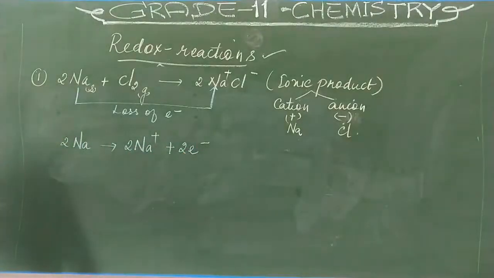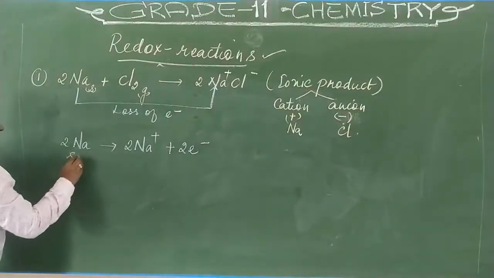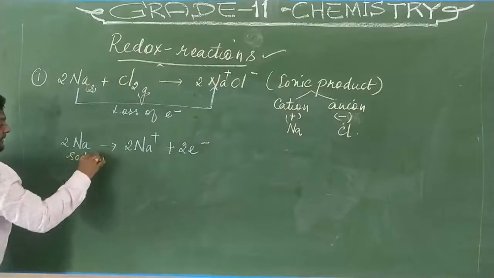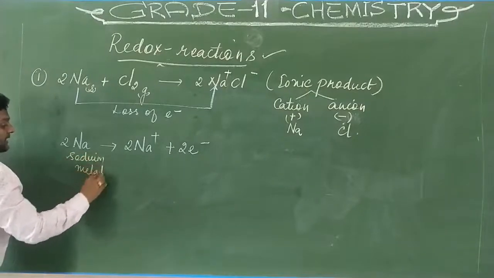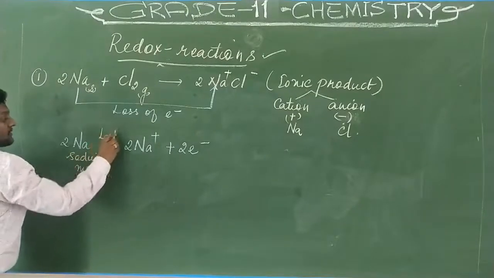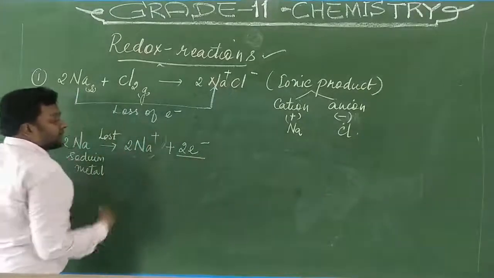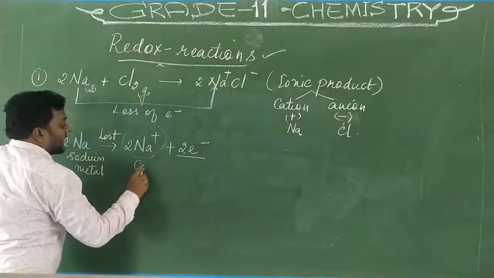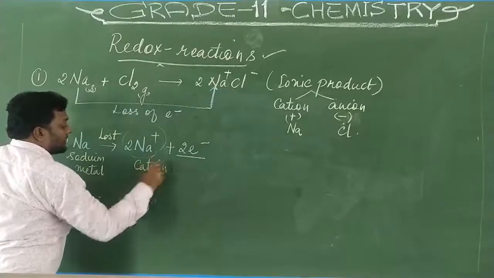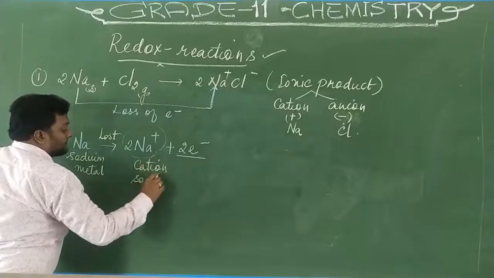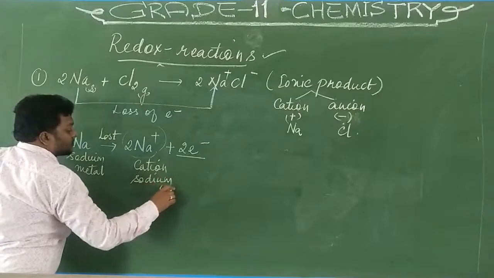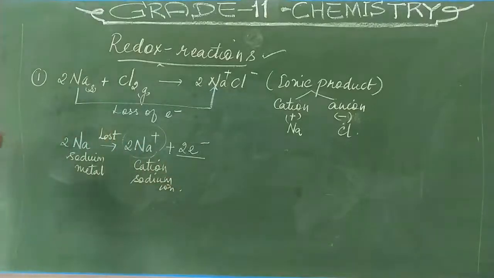Can you understand what I have written? So this is sodium metal. This sodium metal lost 2 electrons, and as a result it becomes a cation. That is, sodium becomes sodium ion. And similarly we take this chlorine.